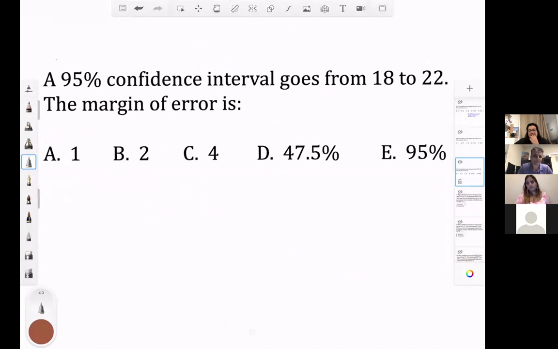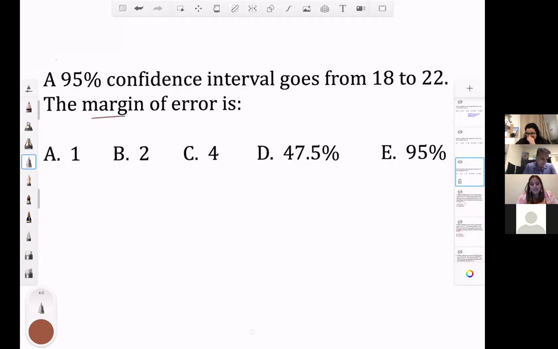So a 95% confidence interval, you're going to picture the entire world population, goes from 18 to 22. What is the margin of error? B, 2. Are you sure? Okay, you're making my confidence level go down, but yes, I'm going to stick with 2.